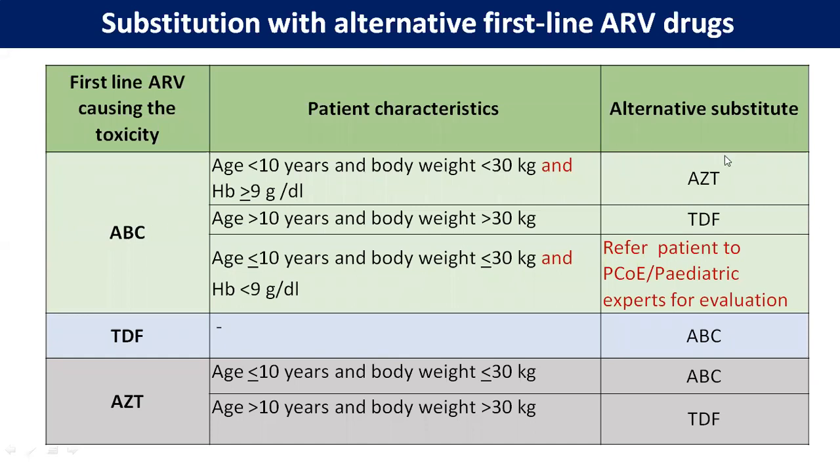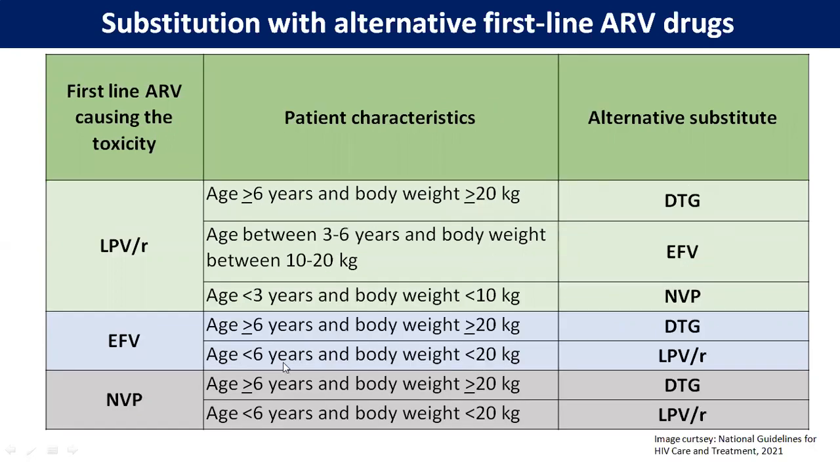If abacavir hypersensitivity occurs, then you can give zidovudine, of course, if hemoglobin is good. If hemoglobin is low, then tenofovir. If the baby is not eligible for tenofovir, then it's difficult. If the person is less than 10 years, it's very difficult to give abacavir, cannot give zidovudine, then DTG and lopinavir may be the rare options. If on zidovudine and less than 10 years, you can go up to abacavir, and more than 10 years, you can switch over to the one drug. You can substitute zidovudine with tenofovir due to drug toxicity.